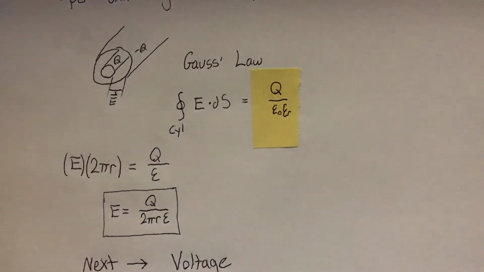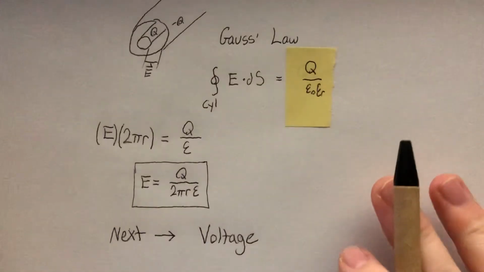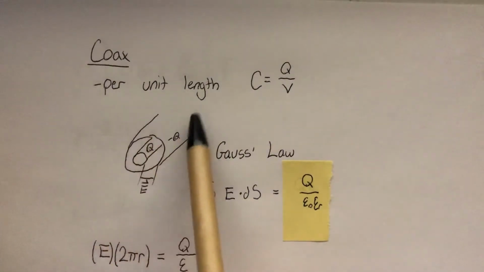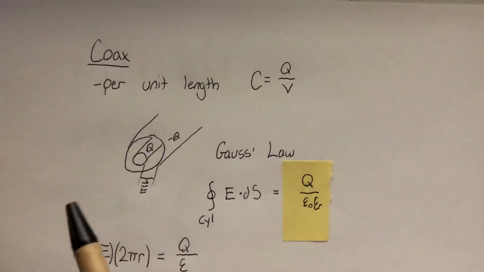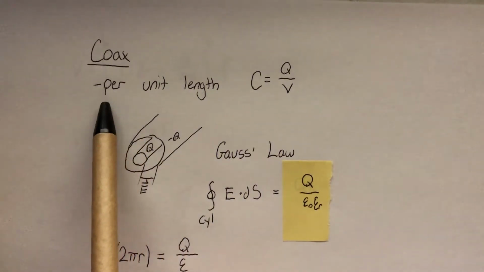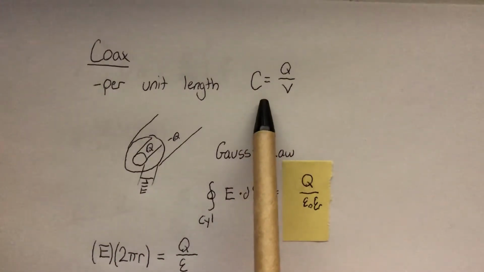Now our final example is with the coax, and in order to find the capacitance of a coax, it is usually per unit length because you're given coax wires as a wire itself, 5 meters, 6 meters. And so in order to find the capacitance, you find it on average per unit length. But you still start off with this basic relationship.